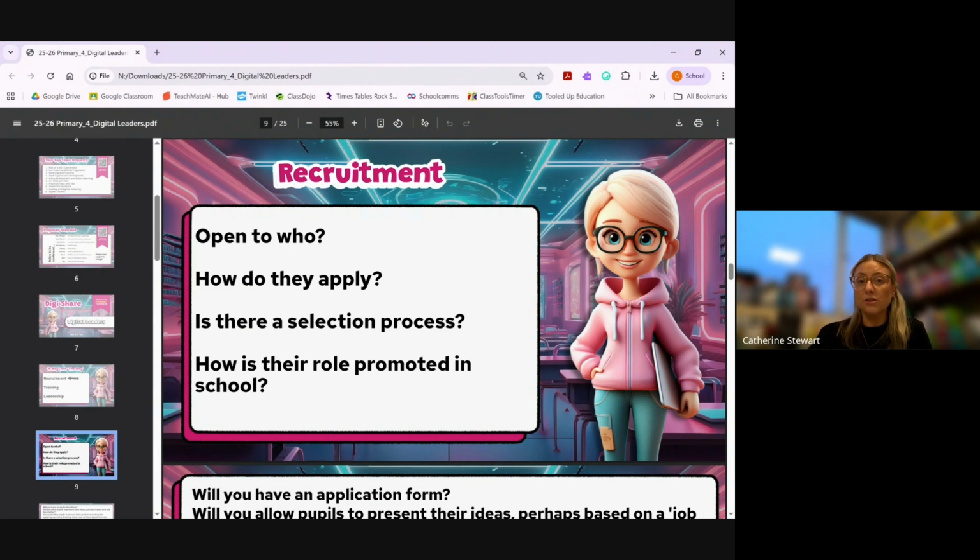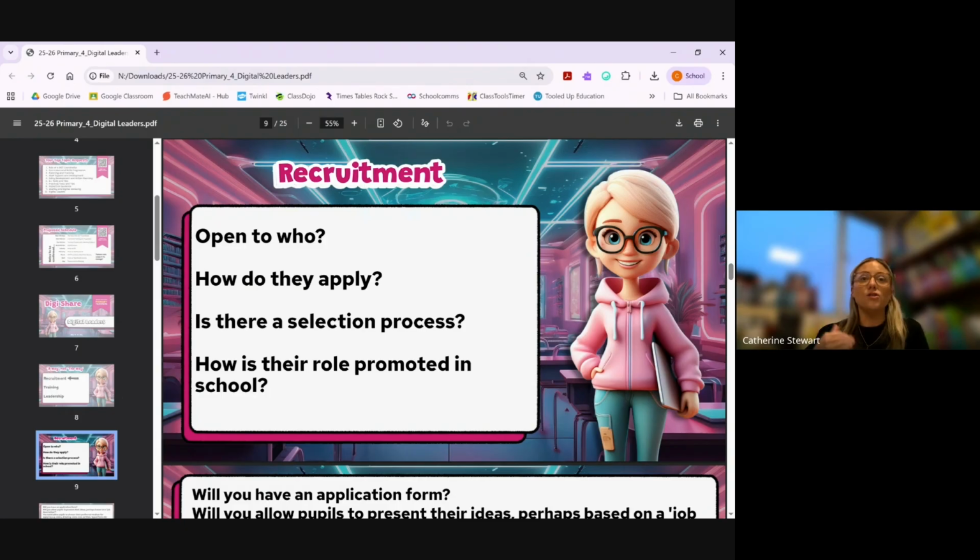So some schools use an application form. Some schools have a little job description. That's what we did. We just put together a little description of what you're going to do if you join as a digital leader. And then I asked mine at the time to make a little presentation, and they did that in whatever way they wanted.